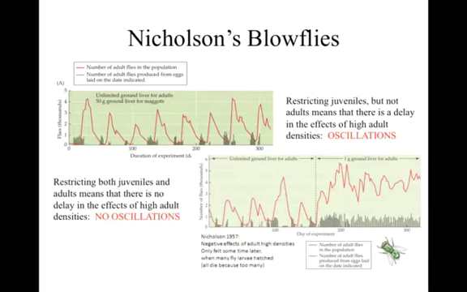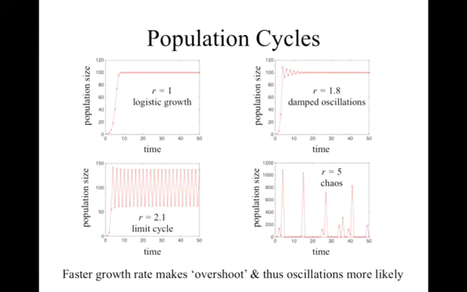But then he thought, well, you know what? If I don't have this delayed density dependence, if I actually make the juveniles and adults restricted, so that when the juveniles get crowded, so do the adults, so I don't have to wait a generation until I get crowding, then I shouldn't have oscillations. And in fact, that's what he did. He restricted food for the adults and for the juveniles, and he found that he did not get oscillations. He got a stable population size.